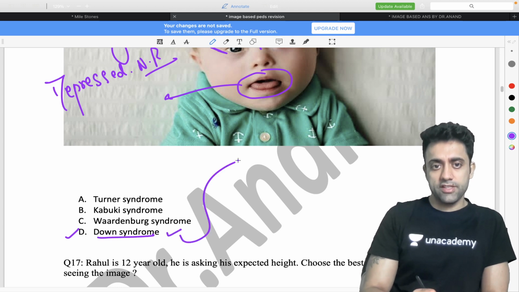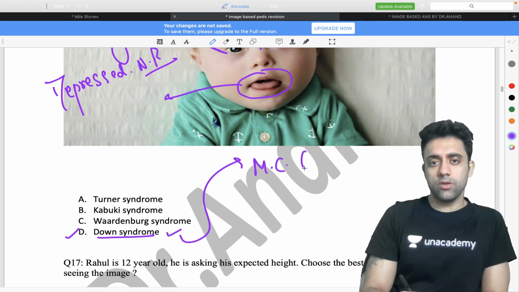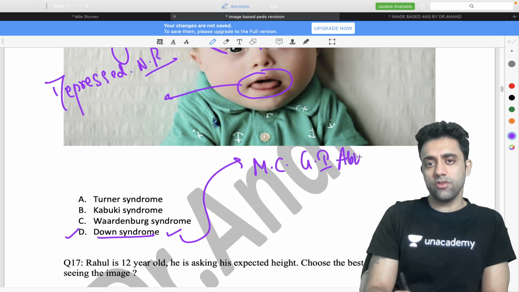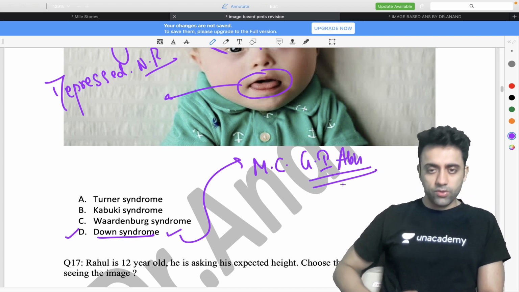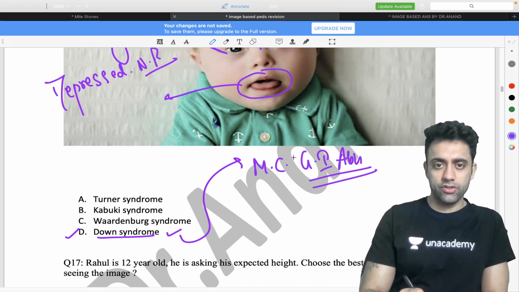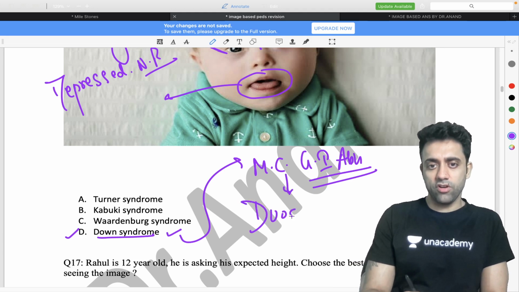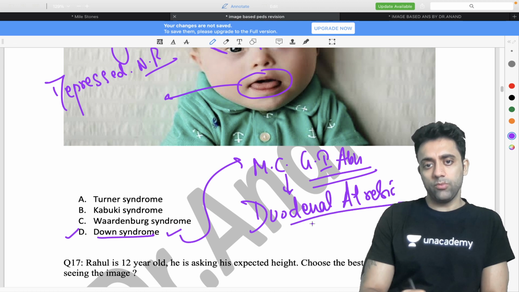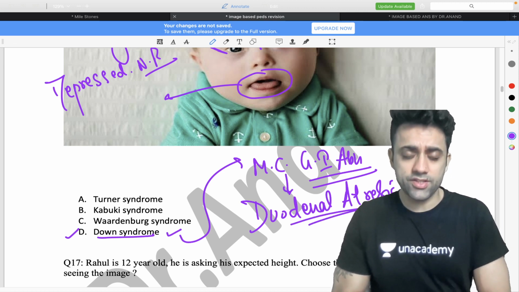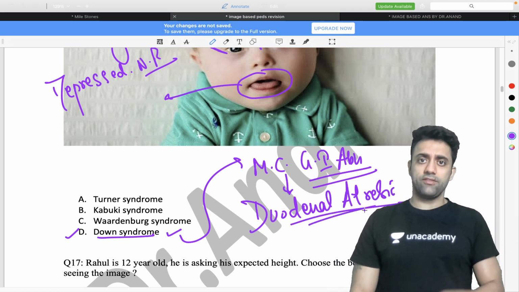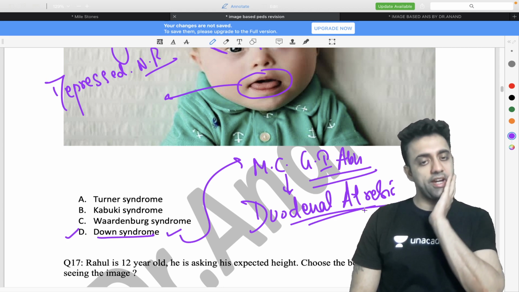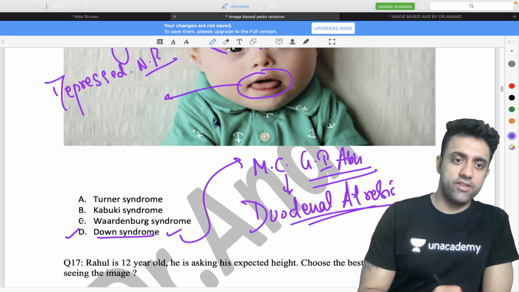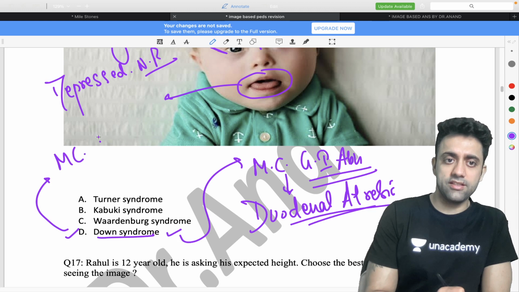Okay, Down syndrome. Which is the most common gastrointestinal abnormality in Down syndrome? D for Down syndrome, D for duodenal atresia. The most common gastrointestinal issue in a case of Down syndrome is duodenal atresia. Which is the most common congenital heart disease in Down syndrome?